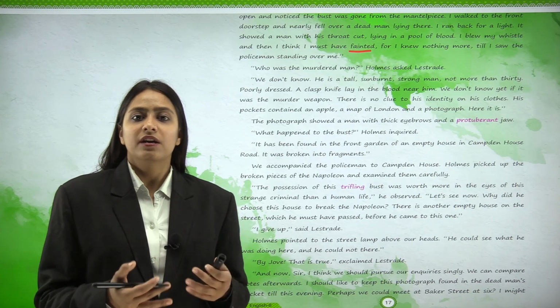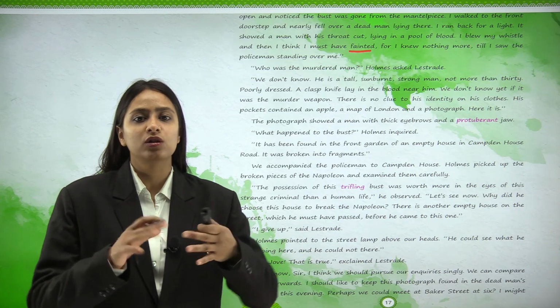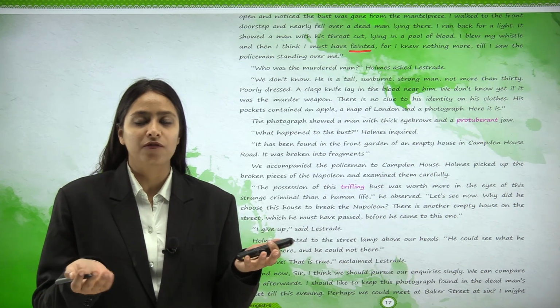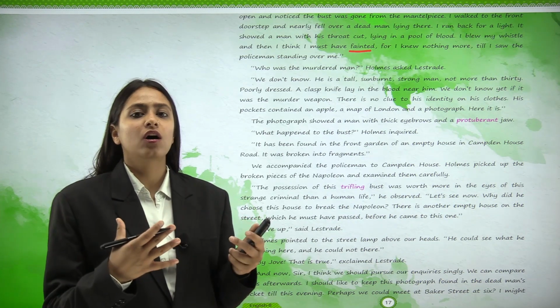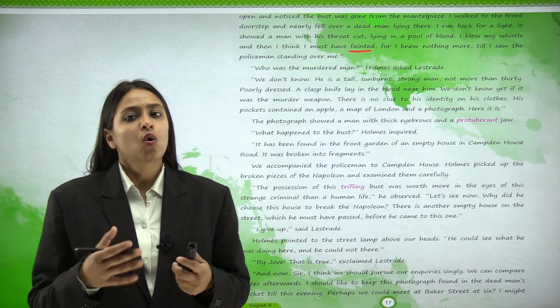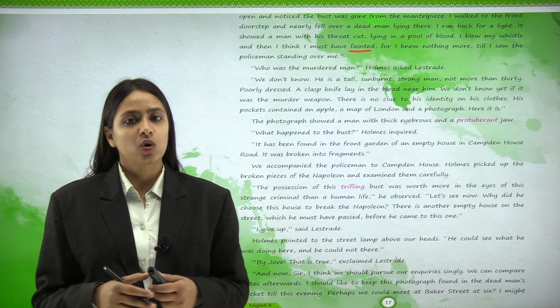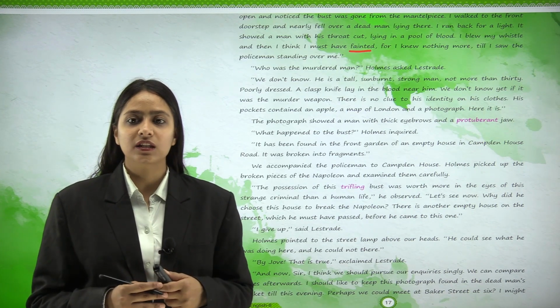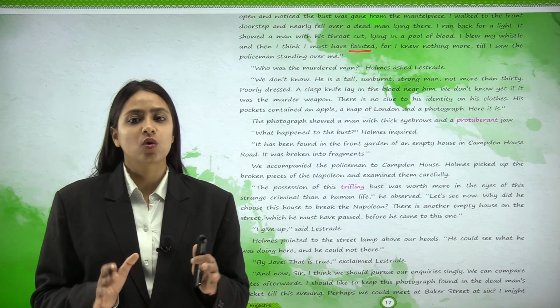So the next moment, when he opened his eyes after gaining consciousness from fainting, he saw a policeman standing there. "Who was the murdered man?" Holmes asked Lestrade. "We don't know." So now Mr. Holmes is asking who the murdered man was. Tell me. Lestrade is saying we don't know.